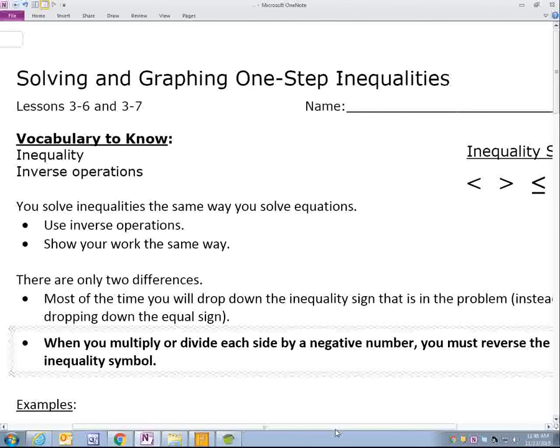You solve inequalities the same way you solve equations. Just because it is a symbol like this instead of a symbol like this, don't let that throw you off. Last period, there were some people it just didn't make sense to yet, but it's just because this is new. The inequality just takes the place of the equality. You use inverse operations, and you show your work the same way.